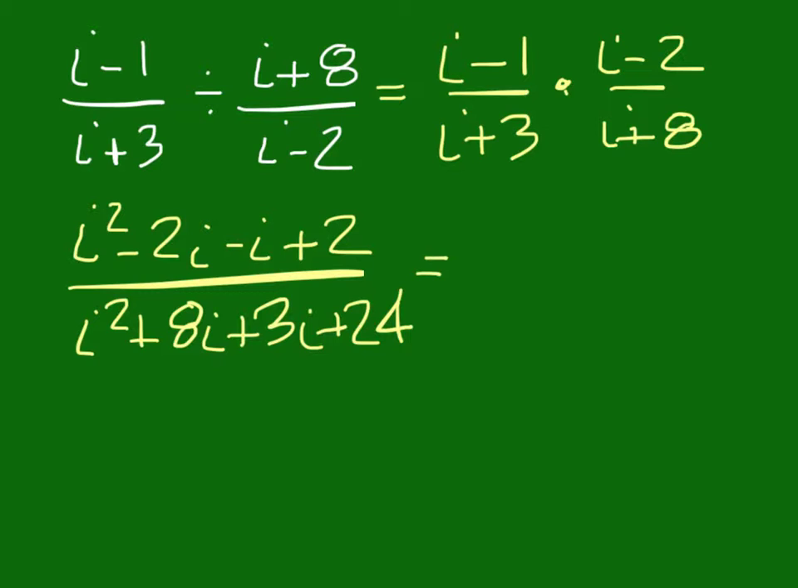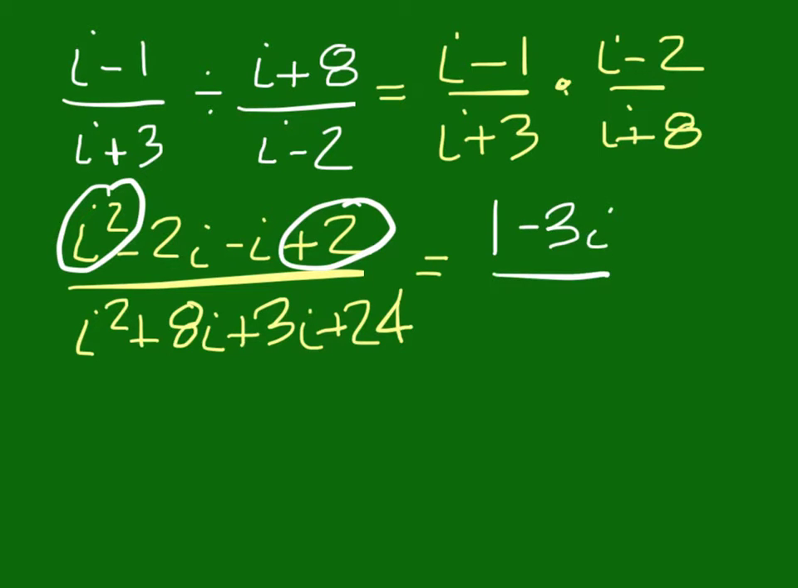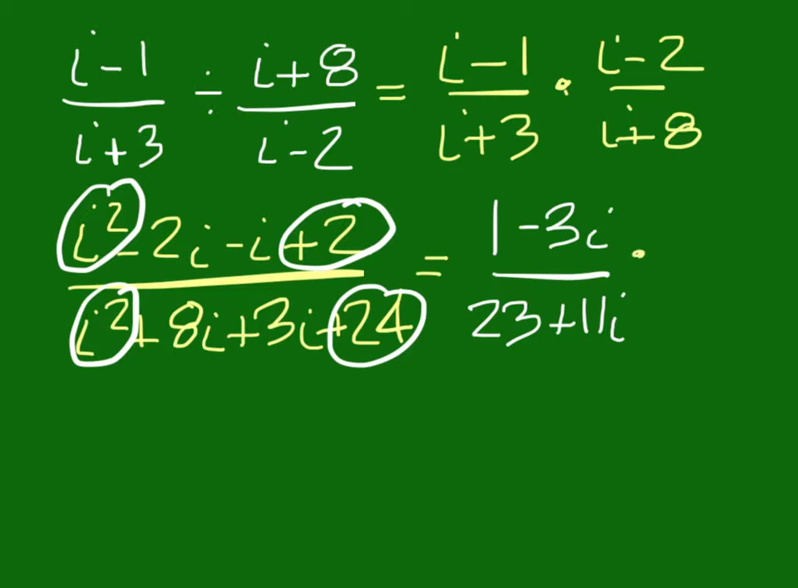And now we have to simplify that. Negative 1 and 2 is a 1. Your i's come out to be minus 3i. This is a negative 1 with the 24 makes a 23. Your i's come out to be 11i. What do we have to multiply the top and the bottom by now? 23 minus 11i.